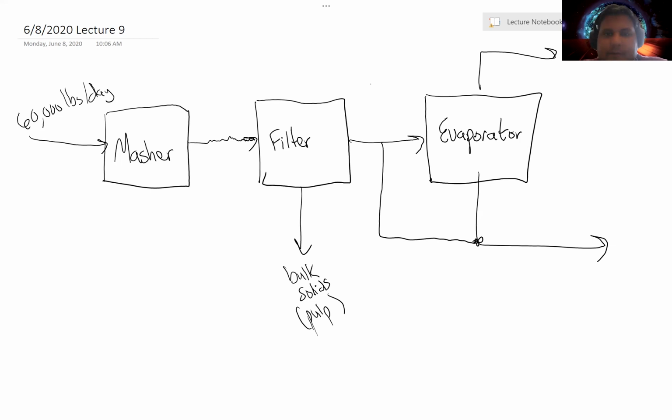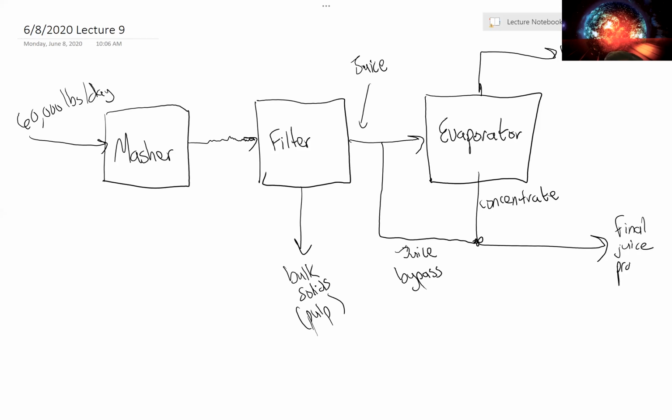Then we have our juice, the juice bypass. And the evaporator, which removes water from our system. And then finally, with that, we have our concentrate, and our final juice product. All right, so now we can start filling in with the information given in the problem statement.